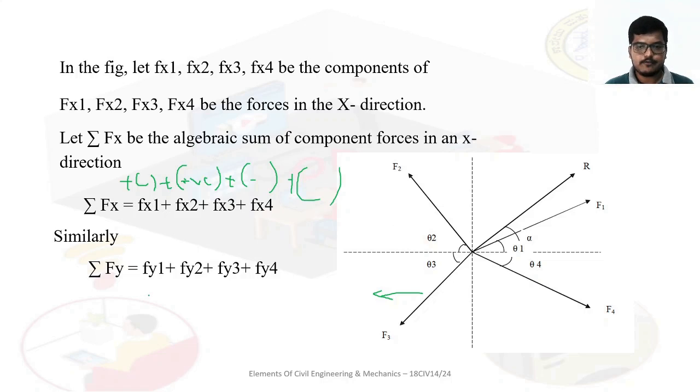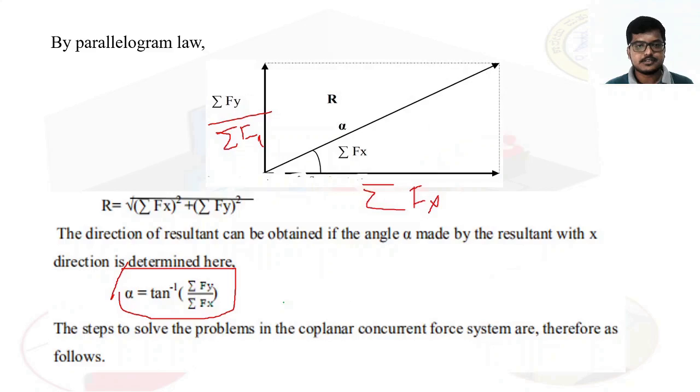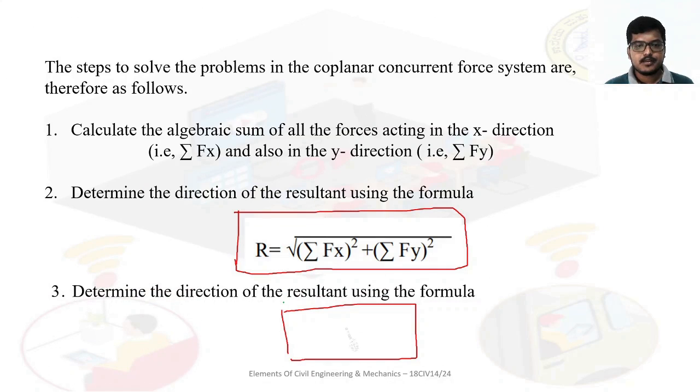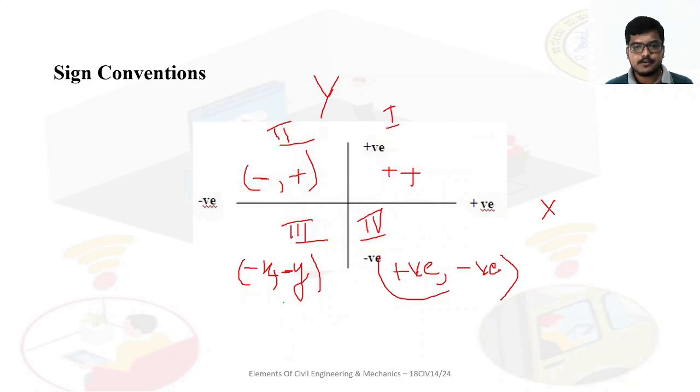In a similar way, in Fy1, if it comes plus, it is plus. In Fy2 it is also plus, positive. Fy3 is negative, and Fy4 is also negative. So sign conventions are very important. You will get to know when you solve the problems. So practice this, resolve the forces, so that in the next class I will take the problems and we can solve them easily.